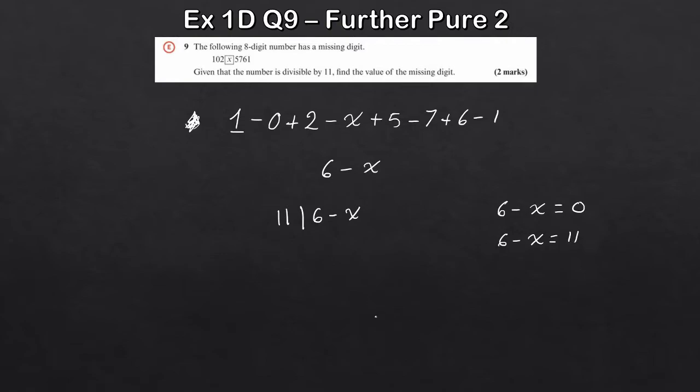Now, we omit one of these, and the one that we omit is this one here at the bottom. The reason for that is, to get to 11, we'd require a negative number for x. A negative number here doesn't make sense in the context of the question. We'd have a negative digit. x clearly has to be between 0 and 9, okay? It's just a digit. So therefore, we get rid of that one. We just consider this situation here. So 6 minus x is equal to 0. So x just has to be 6. So in that case, the missing digit is just equal to 6 there.